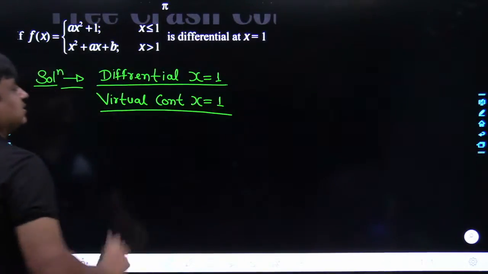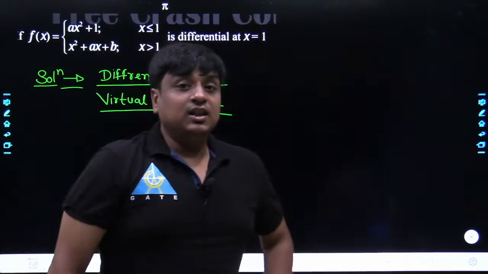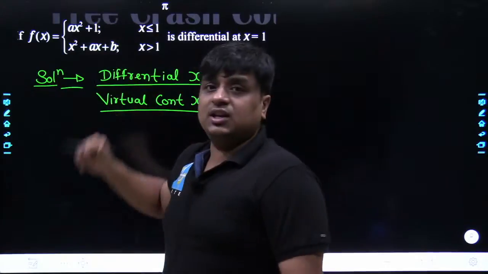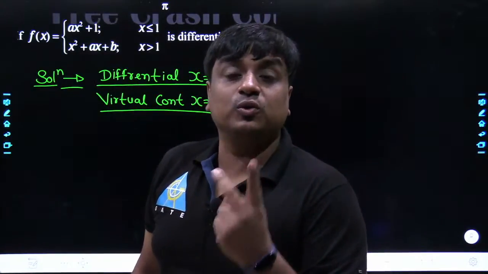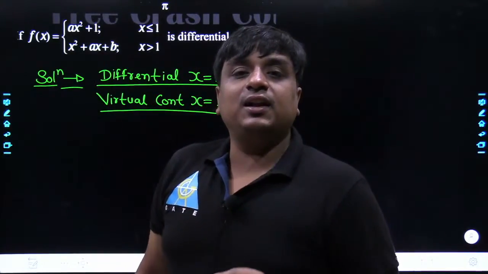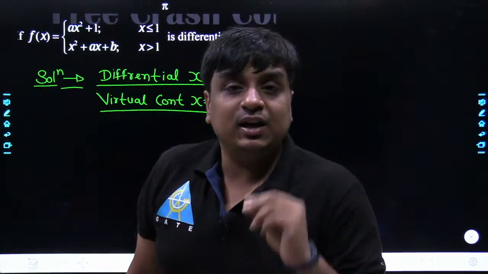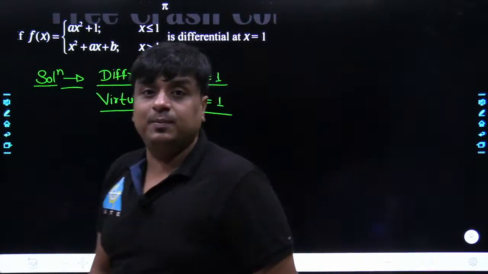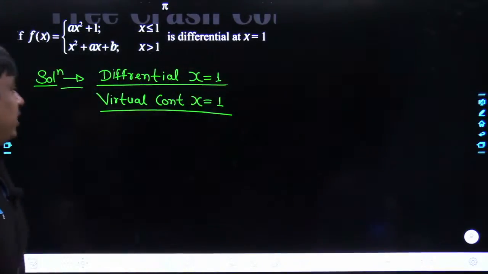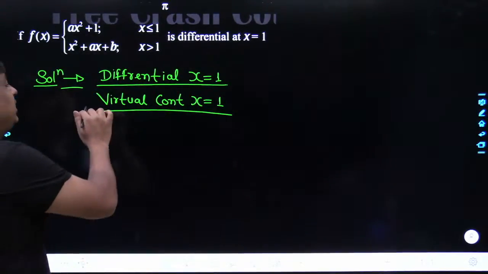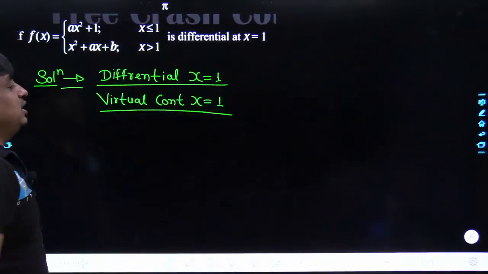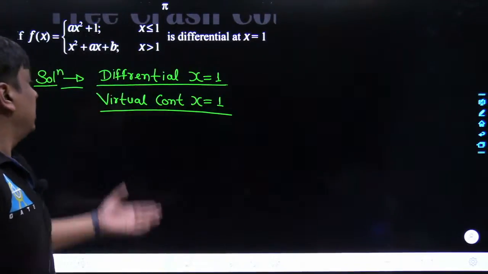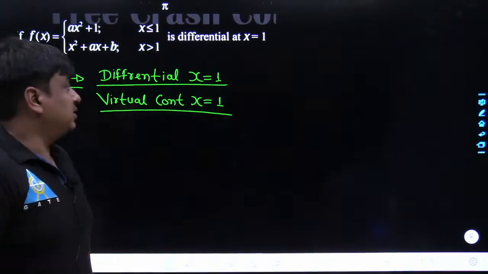Now people may ask why you are unnecessarily taking the concept of continuity. See, how many unknowns are there? We have two unknowns, a and b. Until and unless you fabricate two linear equations, you would not be able to get the values of a and b. That is why I have forcefully brought in another concept: if the function is differentiable at x equals 1, by default it has to be continuous at x equals 1.